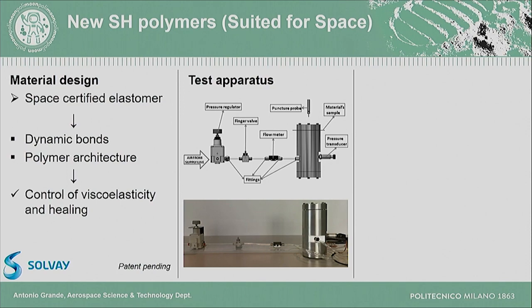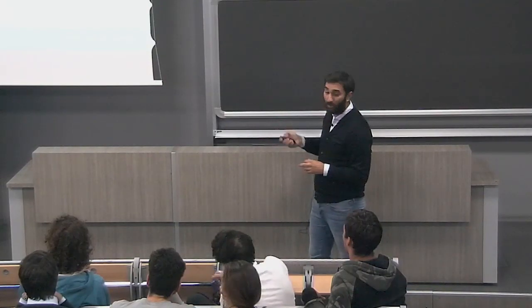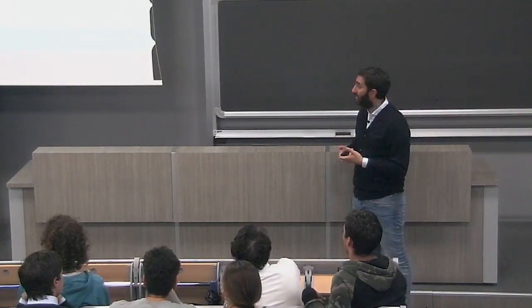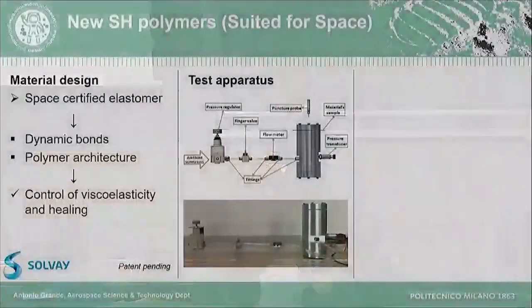We also designed a new test apparatus to test the damage in quasi-static condition. Here there is a pressure vessel where we put our sample, and a probe that is moving, perforating our sample, and we check the airflow inside the sample to see in how much time the material is able to seal this kind of damage. Here the sketch, and here our testing device.